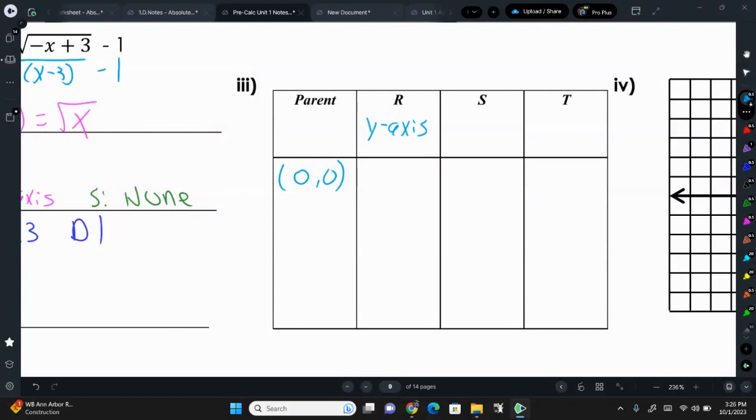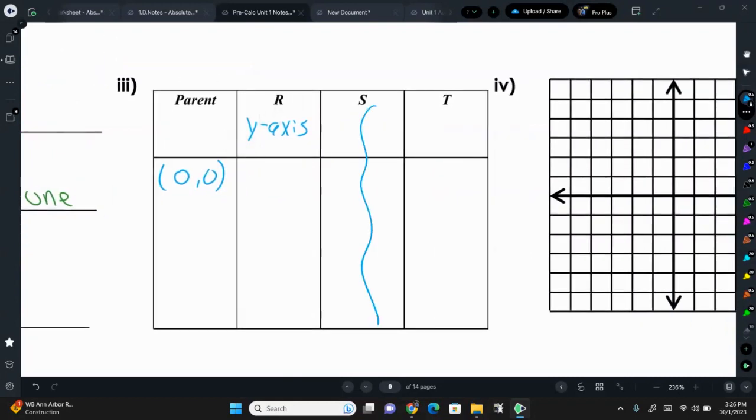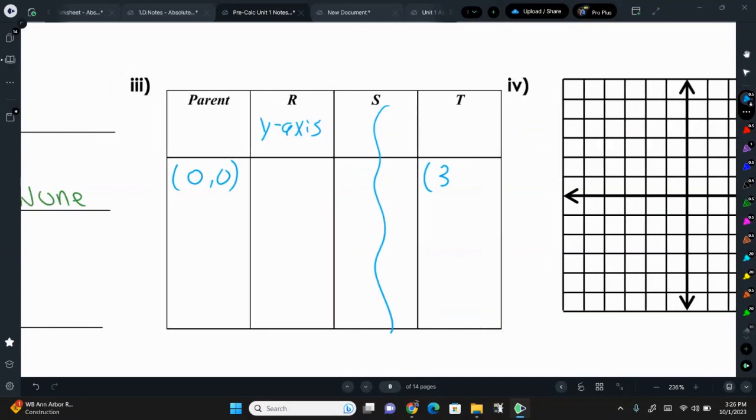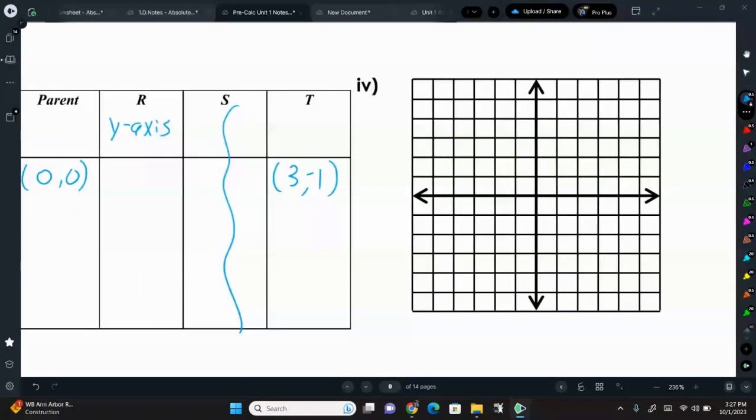And then we don't have a shrink or stretch. When we translate that point, it's going to be right 3 and down 1. So that's our starting point. And normally the square root function looks like that, but because we are reflecting over the y-axis, it actually goes this way. It goes to the left.